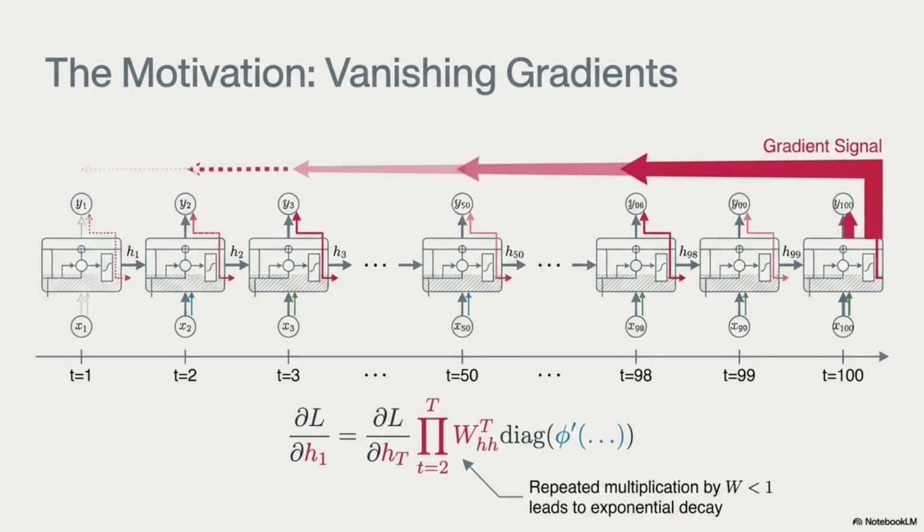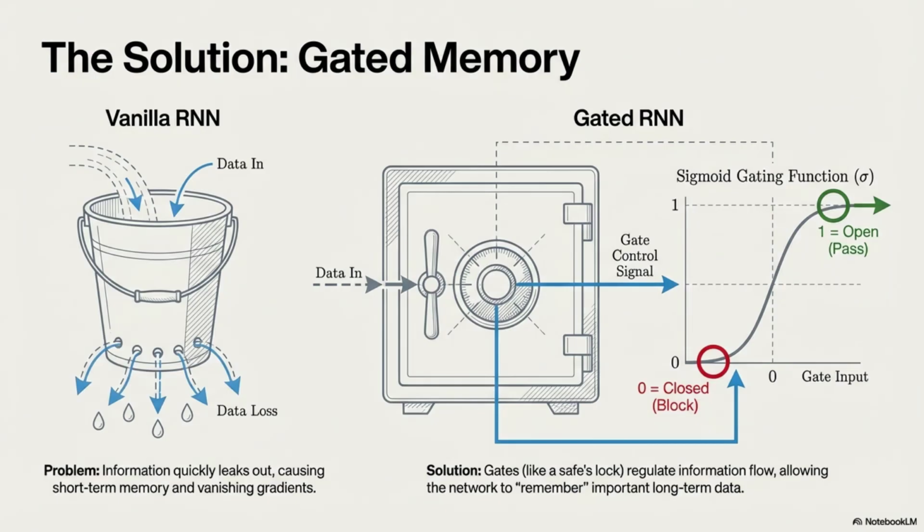This means the network becomes incapable of connecting events that are far apart. It can't learn that the word "it" at the end of a long paragraph refers to the cat mentioned way back at the beginning. It's like the network has severe short-term memory loss, and that's the fundamental hurdle we need to get over. I love this analogy because it's spot on.